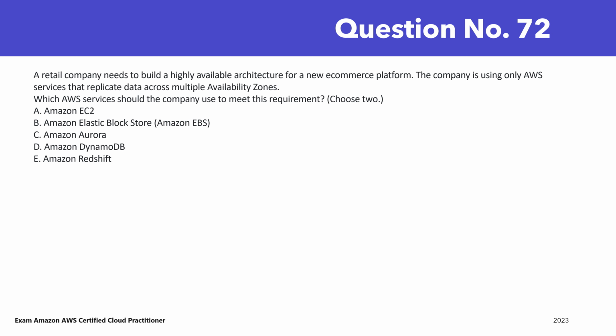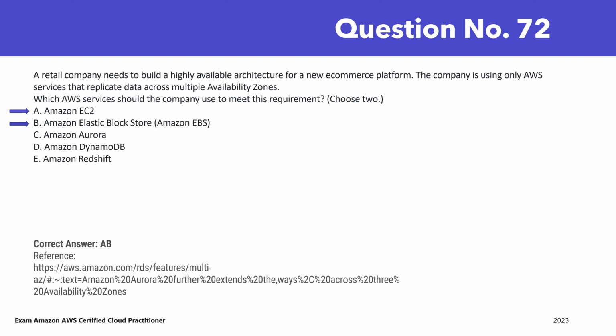A retail company needs to build a highly available architecture for a new e-commerce platform. The company is using only AWS services that replicate data across multiple availability zones. Which AWS services should the company use to meet this requirement? Choose 2. A. Amazon EC2. B. Amazon Elastic Block Store, Amazon EBS. C. Amazon Aurora. D. Amazon DynamoDB. E. Amazon Redshift. Correct answers, A and D.